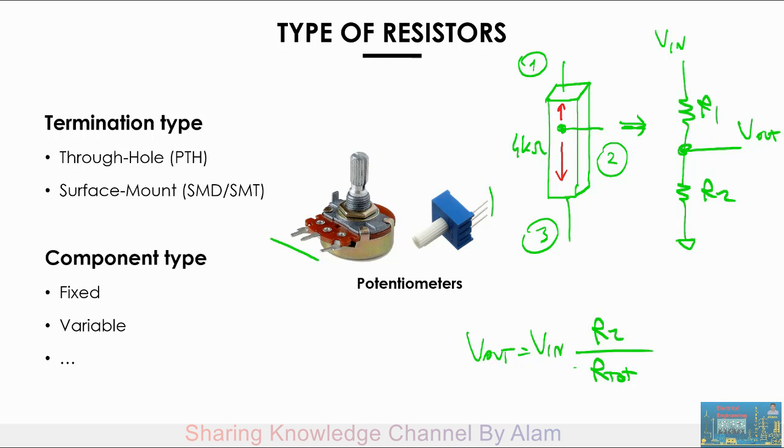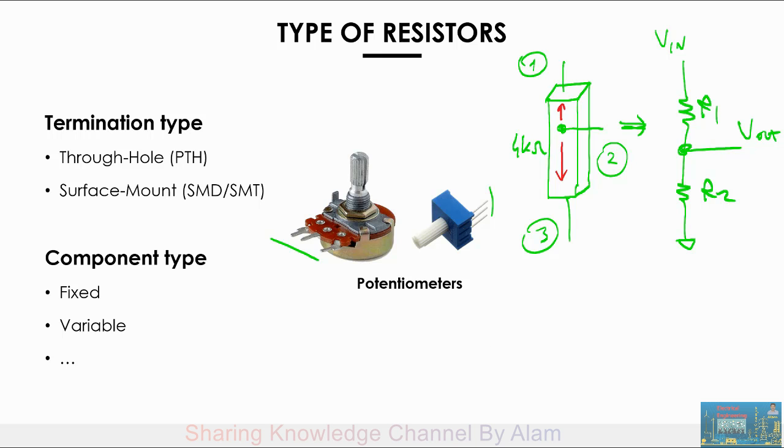Now, in case of a potentiometer, R tot is constant and depends on the value of the potentiometer that you buy, but R2 totally depends on the position of the knob. So pretty much from a constant input voltage, you can get a varying output voltage that goes from 0 all the way up to V in, depending on where you position your knob.